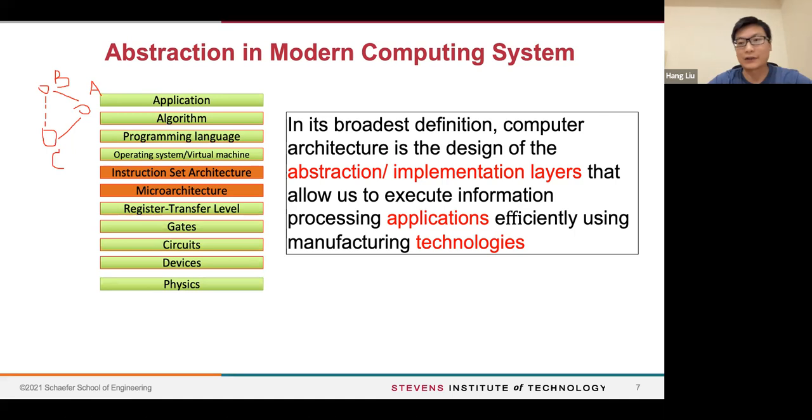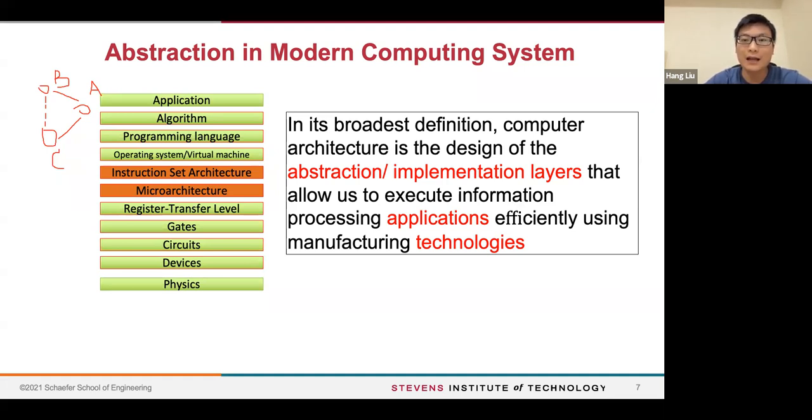Below that, we have the microarchitecture, like the 5-stage pipeline, reservation stations, and cache coherence, which we're going to cover later. Translating those architecture organizations into an RTL workflow of circuits or gates, and then below is devices, and then that is physics. So from application, we have algorithm, programming language, operating system, virtual machine or compiler, instruction set architecture, microarchitecture, register transfer level, gates, circuits, devices. We have a total of about 9 layers in between application and physics.